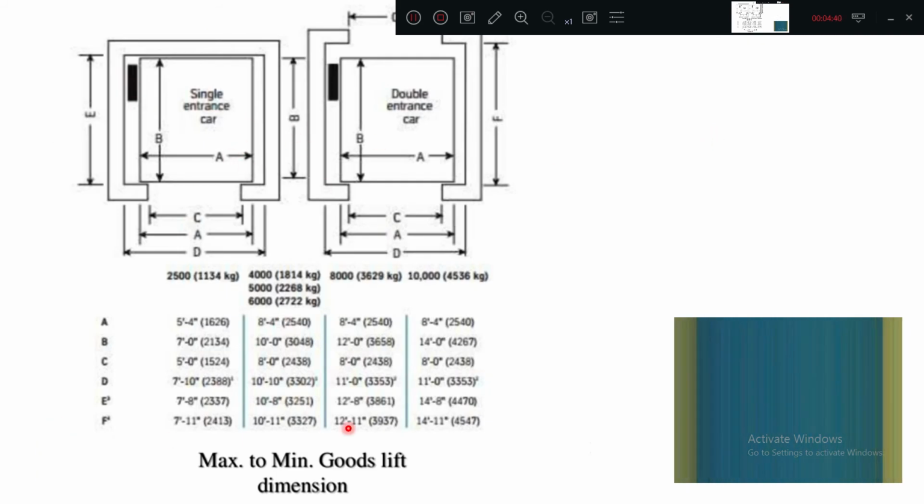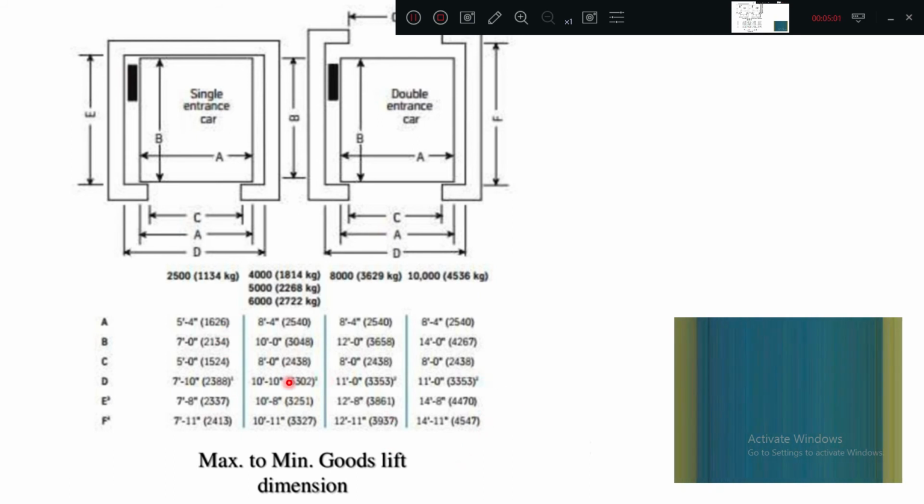See here, there is a table given. Most probably it is from the NBC 2005 code book. A, B, C, D, E, F are alphabets. These are nothing but dimensions here. It is given in inches and mm: inches, mm, inches, mm, inches, mm, like that.